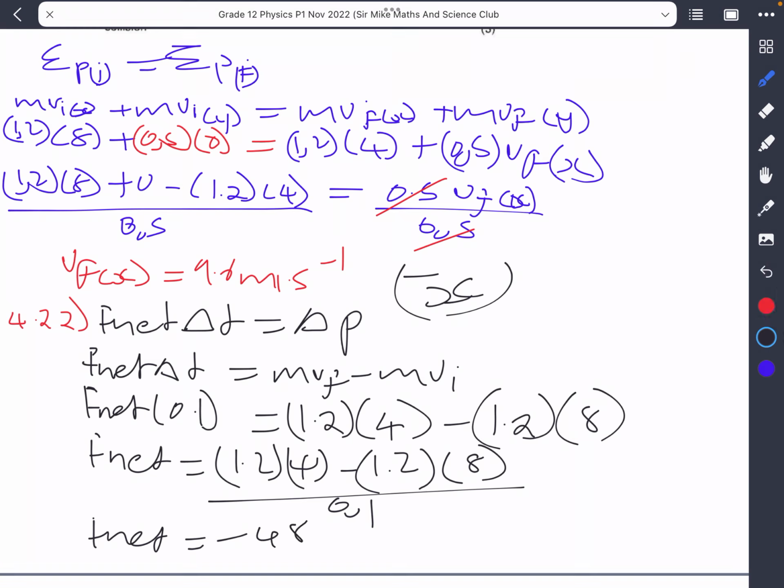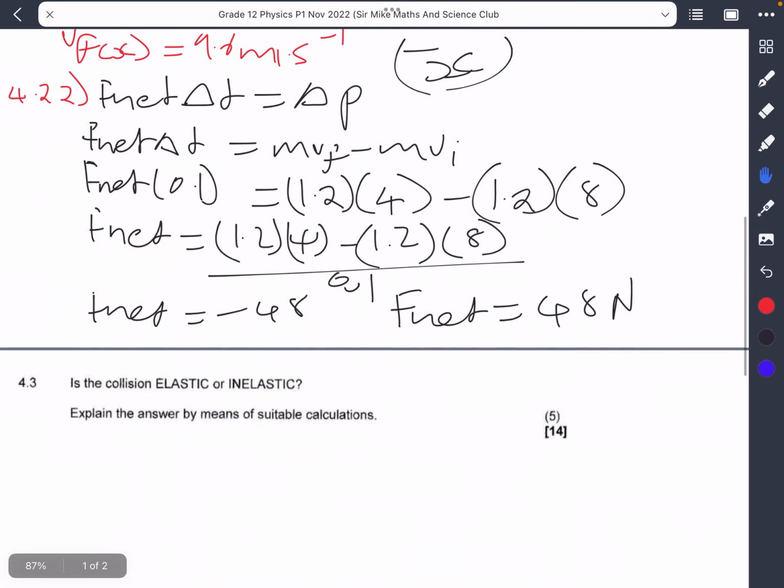Since they asked for magnitude, that negative interprets the direction, right? So F net would be equal to 48 newtons. That would be for 4.2.2. Now, for the last question, which is actually 4.3.